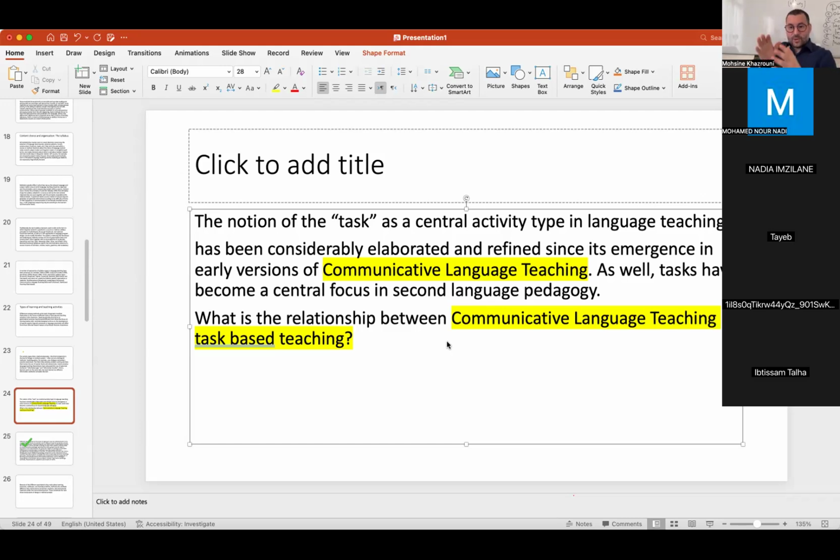Good, very good. So we can say, Mohammed, that task-based teaching is related to communicative, or an update or new version of it. First of all, we have communicative, and then we have the focus more on tasks. You should be able to complete a task.